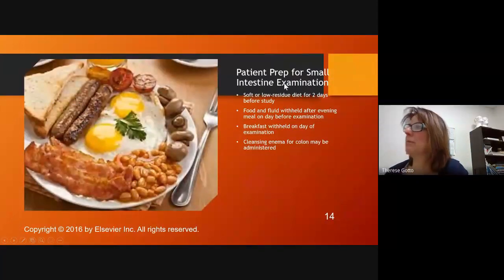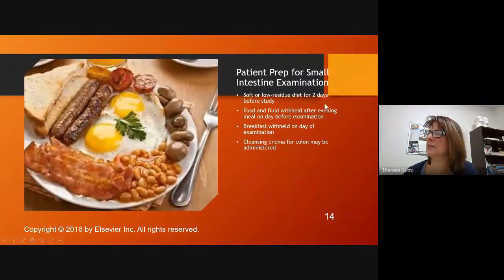Okay, patient prep for a small intestine examination, which is usually a small bowel follow-through, is a soft or low residual diet. That means no fiber, okay? A lot of liquids for 2 days before the study. Food and fluid are withheld after the evening meal on the day before. They can take small sips of water, okay, but no other fluids. Breakfast is withheld on the day, so no food or fluid after the evening before. This goes without saying then.